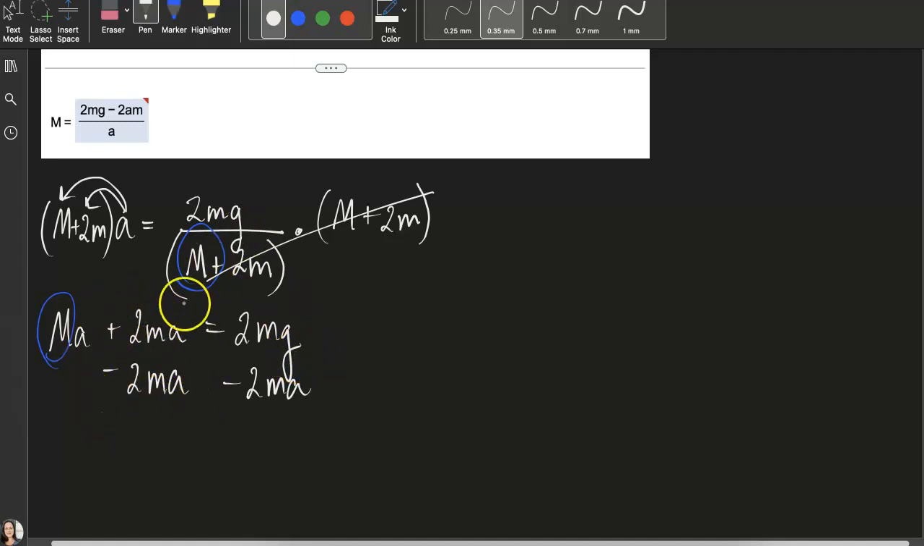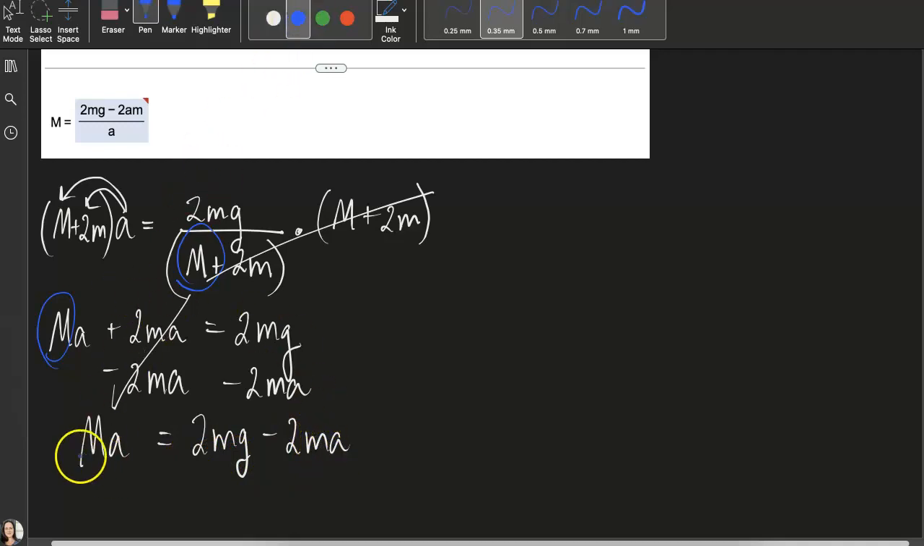So in this case, by subtracting 2ma, 2ma minus 2ma becomes 0. I'm left with just capital MA on the left side. And on the right side, I'm left with 2mg minus 2ma. Those are not like terms, so I cannot combine them.